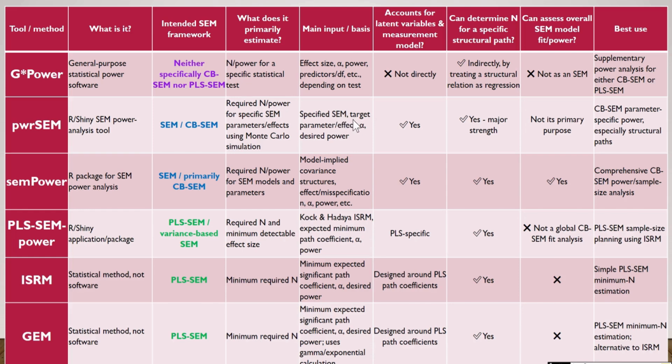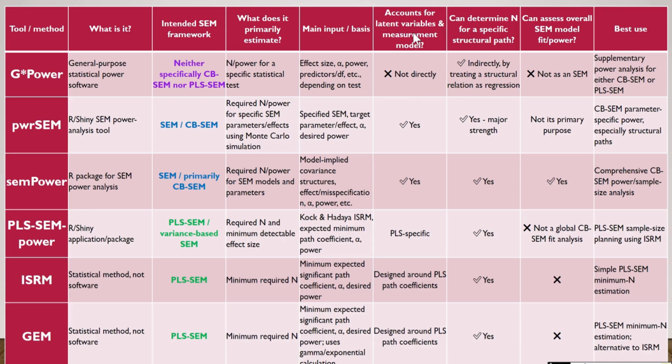Then specify structural equation modeling, target parameter or effect, significance level and desired power for PowerSEM. Then model implied covariance structures, effect or misspecifications, power, significance level have to be specified in SEM Power, and expected minimum path coefficient between your variables has to be input by you while estimating the sample size through PLS SEM Power. Along with that, you need to specify the significance level and power of the test, which is usually kept at 0.80, which is recommended in social sciences studies.